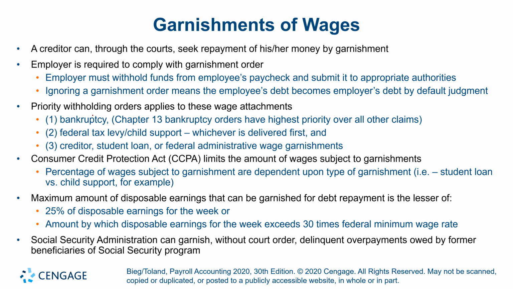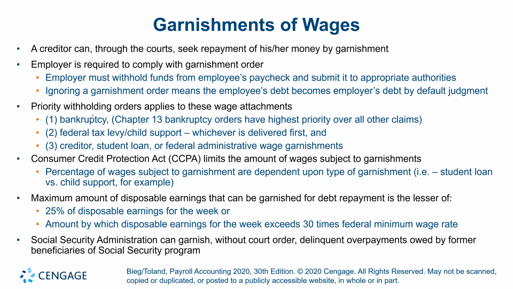Okay, garnishment of wages. So garnishment of wages is when wages are taken out of the employee's check for a debt that is owed. So just like it shows here, a creditor can, through the courts, seek repayment of his or her money by garnishment. Employer is required to comply with garnishment orders. Employer must withhold funds from the employee's paycheck and submit it to the appropriate authorities. Ignoring a garnishment order means the employee's debt becomes the employer's debt by default judgment.